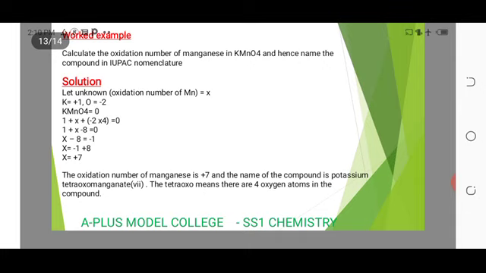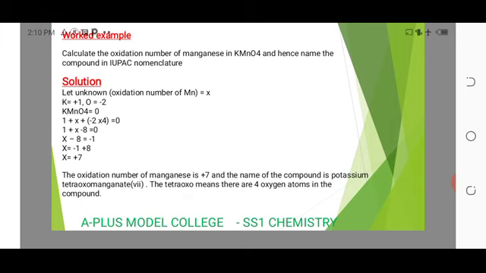Look at the example. Calculate the oxygen number of manganese in KMnO4, and let's name the compound. We let the oxygen number of manganese be X. In KMnO4 we have 3 elements: K, Mn, and O. K is a metal which has an oxygen number of +1. Most times you look at the group they belong to. Potassium belongs to group 1, so the oxygen number is +1. Calcium belongs to group 2, so it is +2. Aluminum belongs to group 3, so it is +3. In most cases, the group they belong to gives you a clue about the oxygen number.